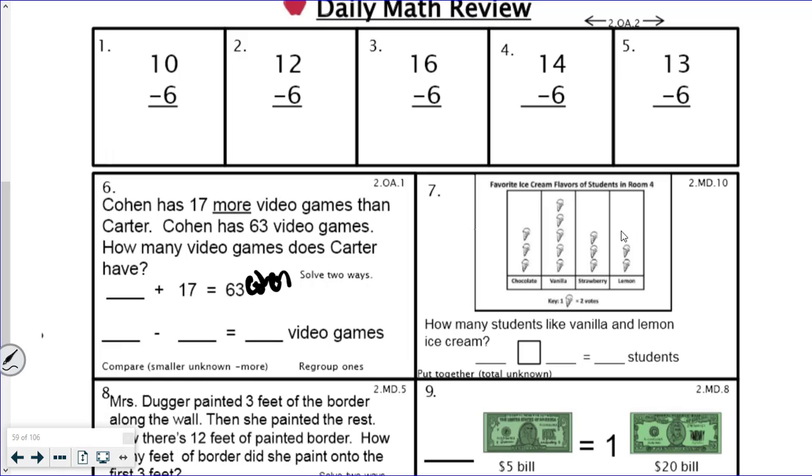Number 7, this is a picture graph, and it's showing the favorite ice cream flavors of students in room 4. So students like chocolate, vanilla, strawberry, and lemon. Each one of these ice cream cones means that 2 students like that flavor. So chocolate, we have 2, 4, 6. So the 6 students voted for chocolate. 2, 4, 6, 8, 10. 10 students voted for vanilla. So how many students like vanilla and lemon ice cream? So that's what you need to figure out. You're going to use these blanks to figure out how many students like vanilla and lemon ice cream. Pause your video and do number 7.